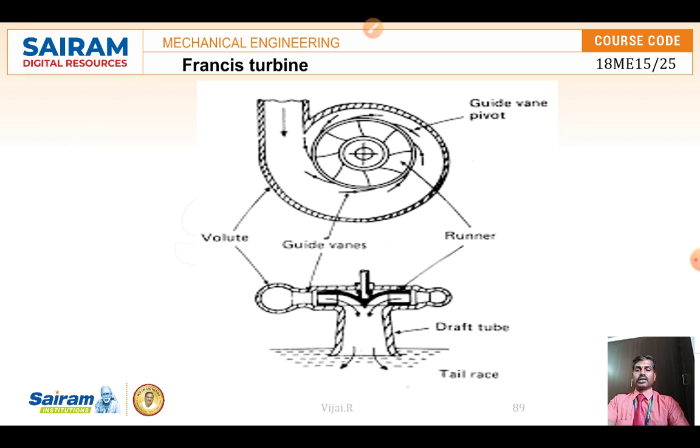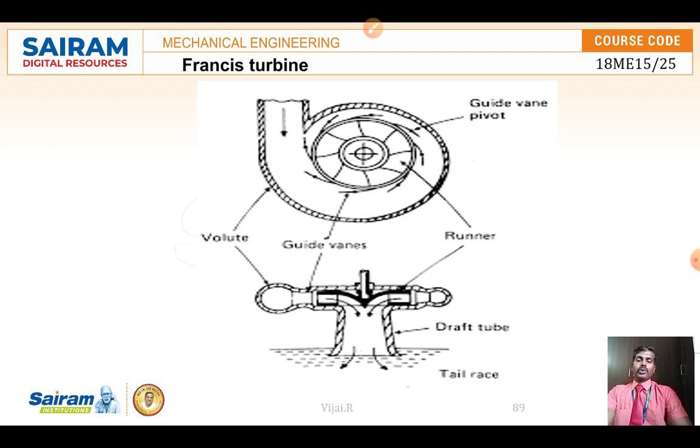The water comes through the penstock, or any pipe, and enters the turbine through a spiral casing. So the casing is very important here. The casing houses the blades: the guide blades, runner blades and stay blades will be there. Let me see them one by one.